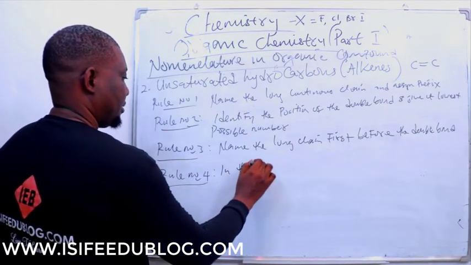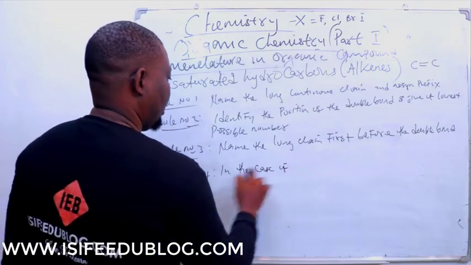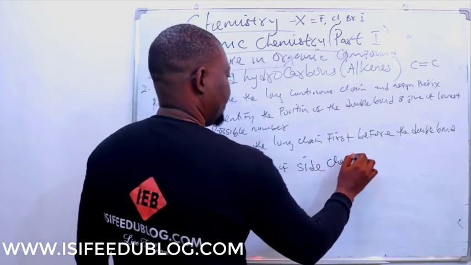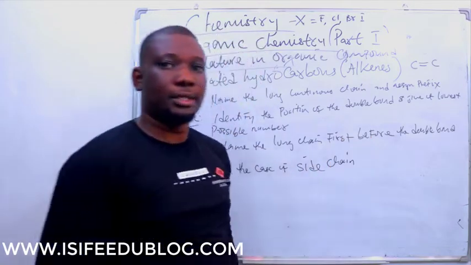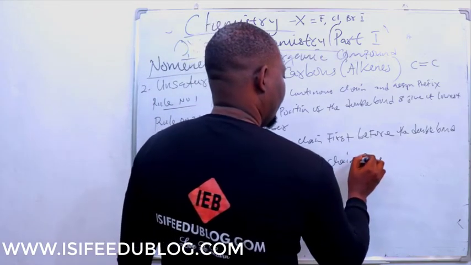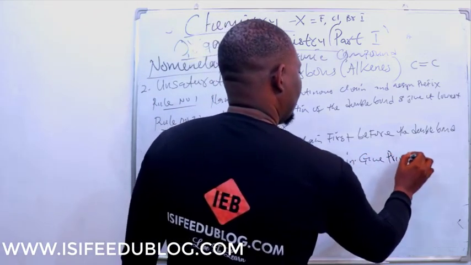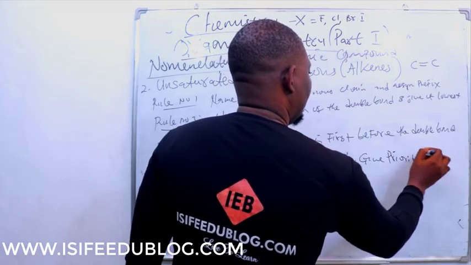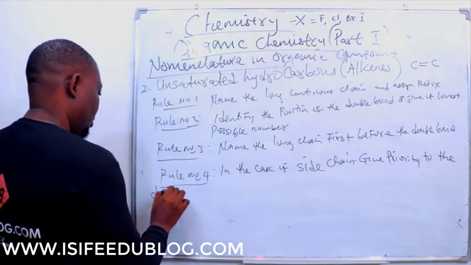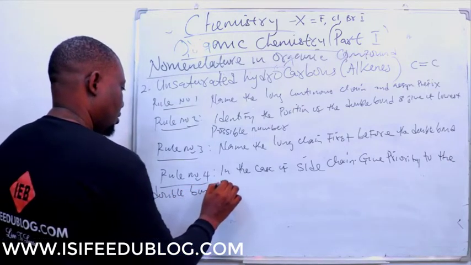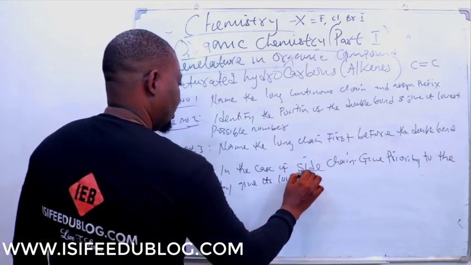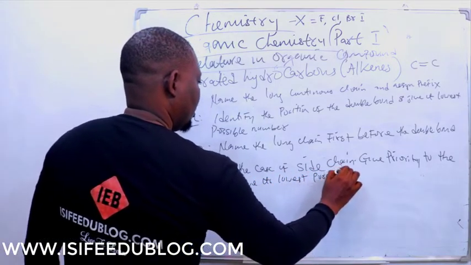Rule number 4. In the case of a side chain, give priority to the double bond by giving it the lowest possible number.